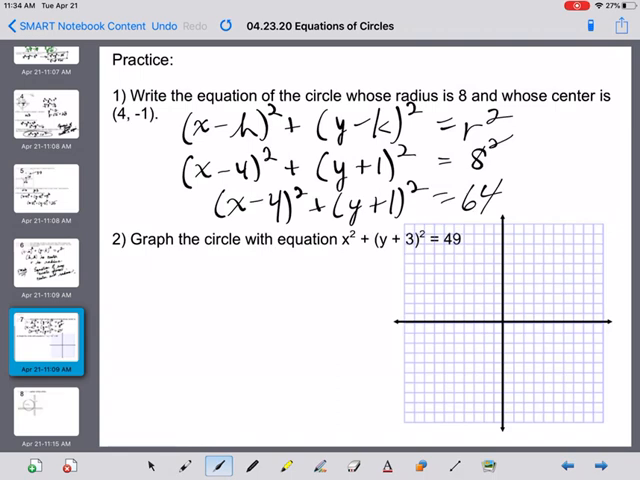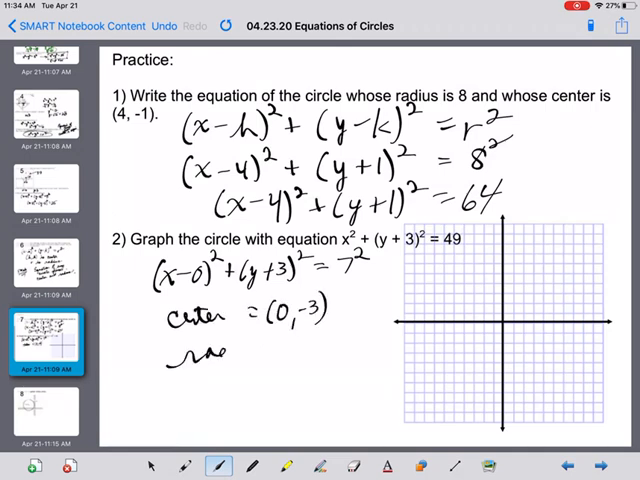Number 2, graph the circle with equation x squared plus y plus 3 squared equals 49. So that's the same as x minus 0 squared plus y plus 3 squared equals 49, or 7 squared, right? So then the center is 0, -3, and the radius is 7. Now, if that wasn't a perfect square there, the radius would be a radical, it'd be irrational, so you just estimate the spot on the graph.